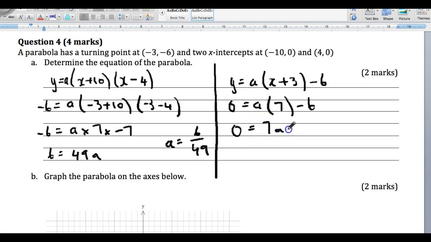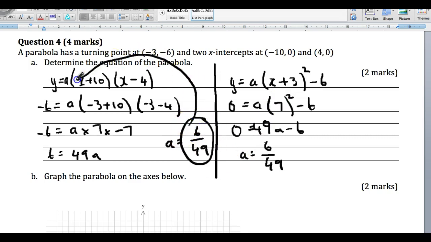Sorry, 7a minus 6. So a, what have I done wrong? I've got to put my squared on, that's why. So that should be 49. So 6 over 49. Okay, so either way you could get your equation. You could have it in factorized form or in turning point form. Just remember you need to put this value back in for a. So you could either do it there or do it here.